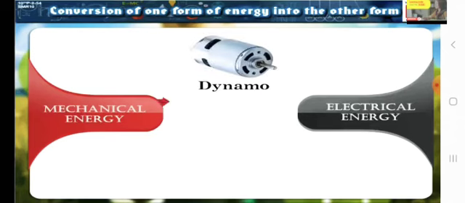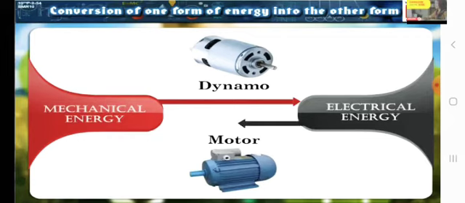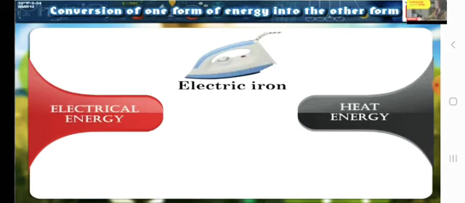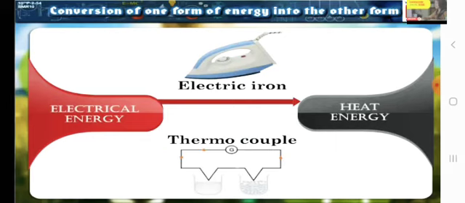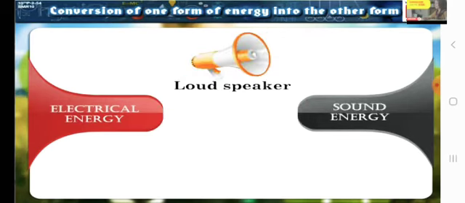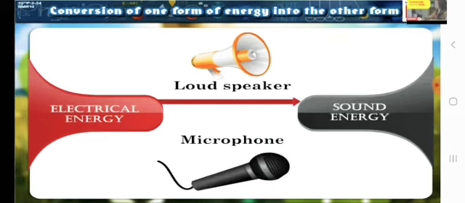Dynamo converts mechanical energy into electrical energy. Motor converts electrical energy into mechanical energy. In electric iron, electric energy is converted into heat energy, while in thermocouple, heat energy is converted into electrical energy. In loudspeaker, electrical energy is converted into sound energy, while microphone converts sound energy into electrical energy.